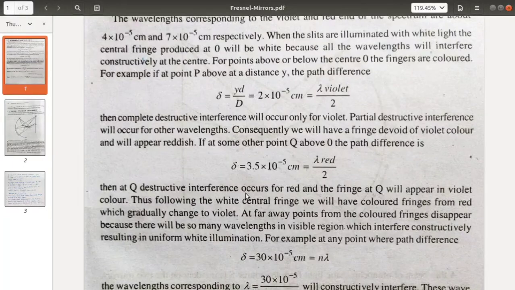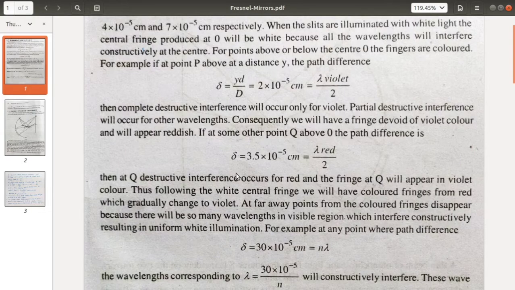So the condition here is the destructive interference for red color. So red color will be devoid at this fringe, and it will appear violet in color. So this is what is happening when we are using a white light to produce interference fringes. Following the white central fringe, we will have colored fringes from red which gradually change to violet.